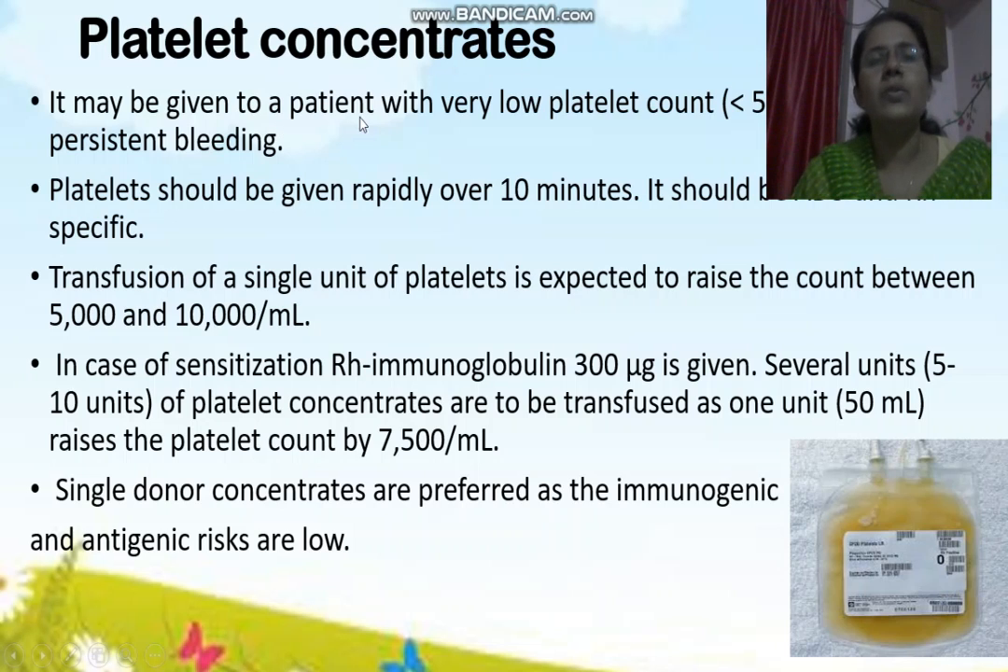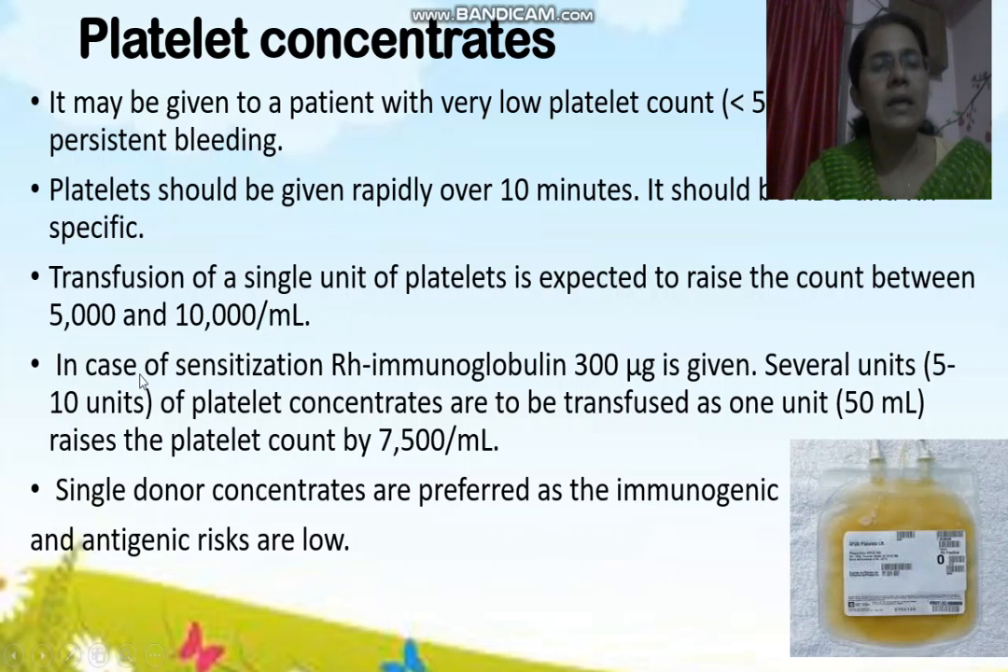It may be given to the patient with a very low platelet count, that is less than 50,000 per ml, and persistent bleeding, continuous bleeding. So platelets should be given rapidly over 10 minutes. It should be ABO or RH specific, and transfusion of a single unit of platelet is expected to raise the count between 5,000 to 10,000 per ml. So if we provide one single unit of platelet, it will increase the platelet count by 5,000 to 10,000 per ml.